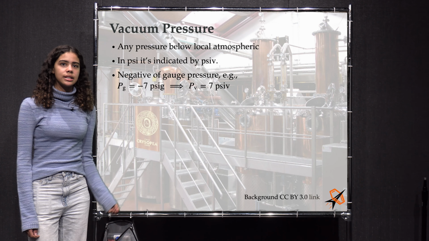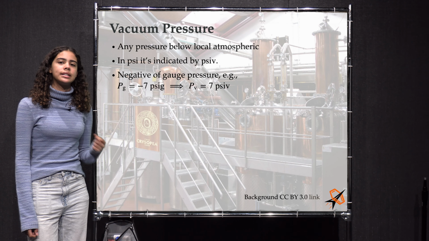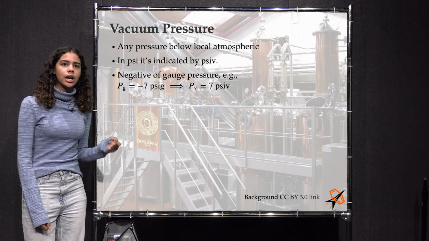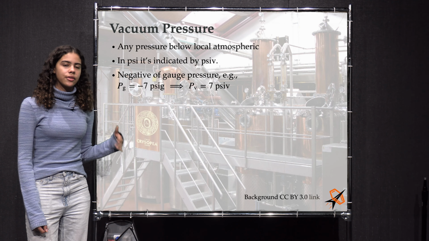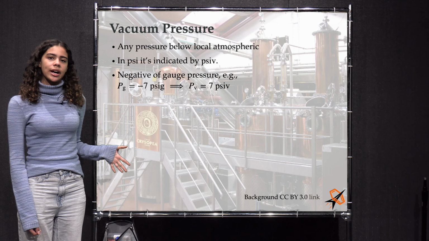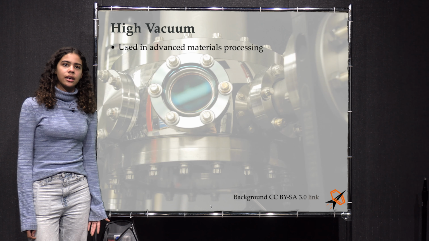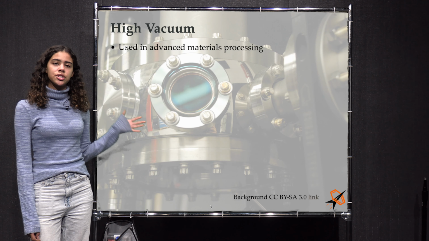For example, a distillation column with an internal pressure of 10 psia on a day with an ambient pressure of 14.7 psia would be described as having a vacuum pressure of 4.7 psiv, or having a vacuum of 4.7 psiv. The background image here is a vacuum distillation process. Advanced materials processing often takes place at pressures near zero in chambers such as the background image.